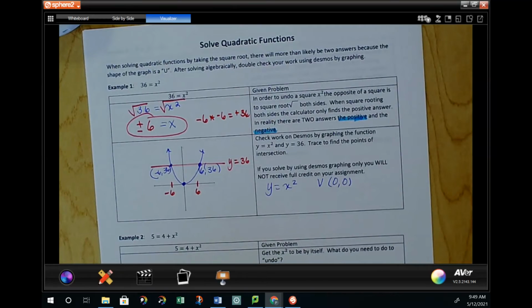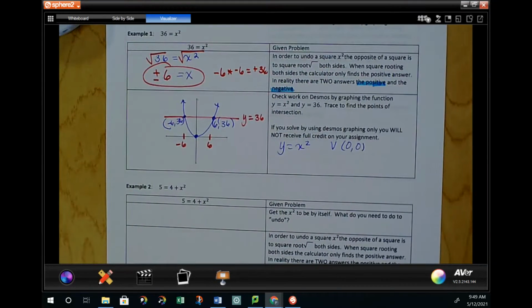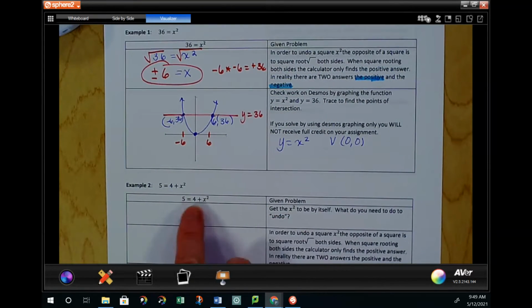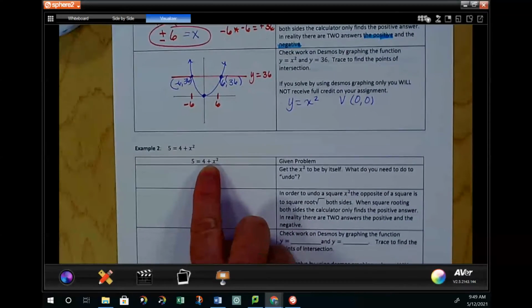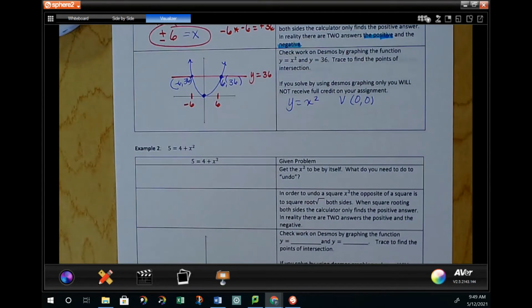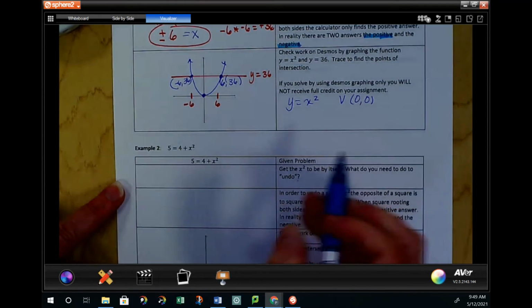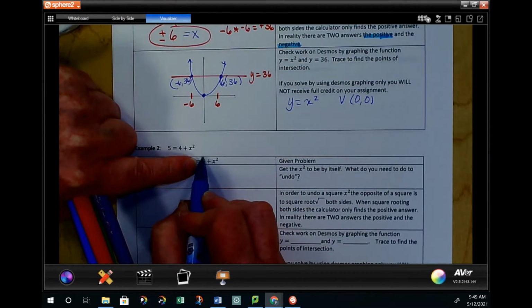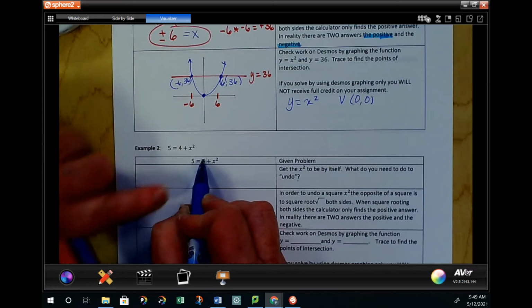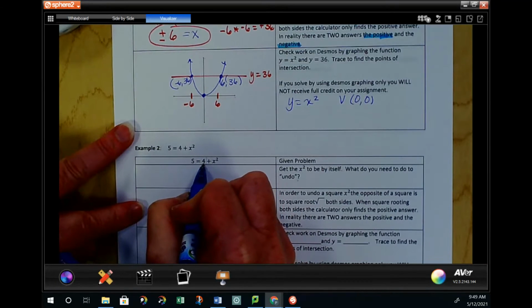That one's not so bad. Example 2 is a little bit harder. We've got to get that x squared by itself. So you need to undo the operation. Since I'm adding a positive 4, to undo that I subtract 4. So I'm going to subtract 4 on both sides.